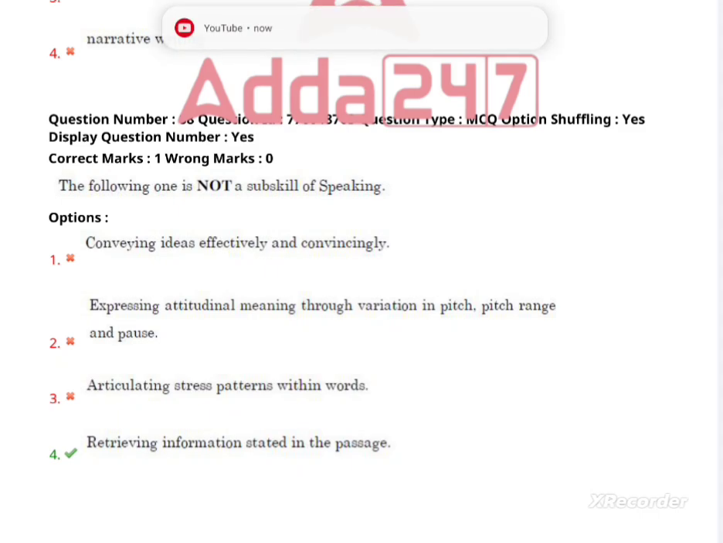Other options: conveying ideas effectively and convincingly, expressing attitudinal meaning through variation in pitch range and pause, articulating stress patterns within words. These are all sub-skills of speaking. But retrieving information stated in the passage is not a sub-skill of speaking.